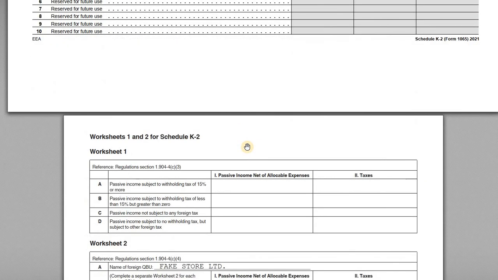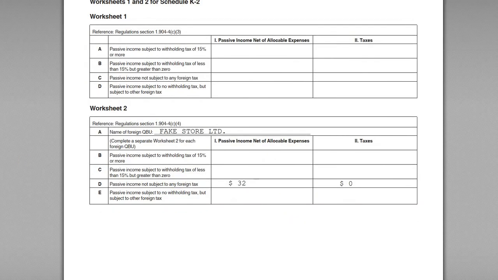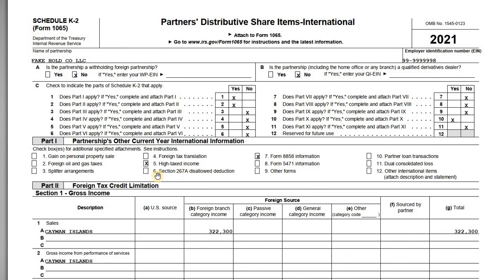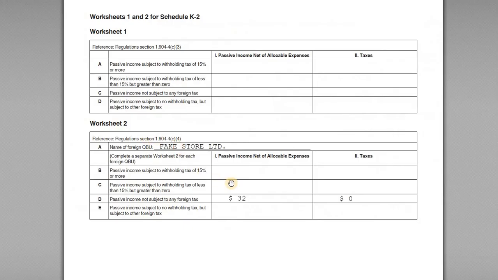The last part here is this worksheet. Let me jump back up to the top there just to revisit this. So remember, in part 1, we had this high tax income checkbox here on line 5. And the high tax income worksheet has to be completed when you have passive income, whether it's subject to tax or not. But you have to separately state the amount of passive income and the allocation of taxes to it, and then where it falls within this category. So in our case, the income we have is attributed to this fake store limited. So this is our QBU, or qualified business unit. And then the passive income, that $32 in interest, falls within line D for this worksheet, right?